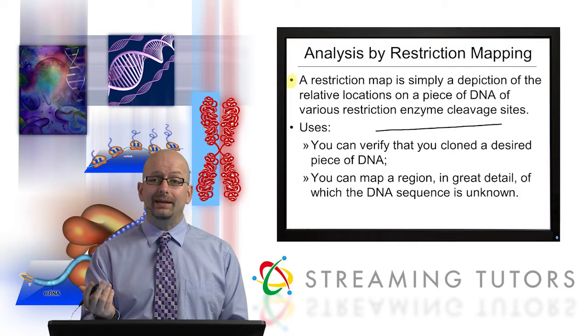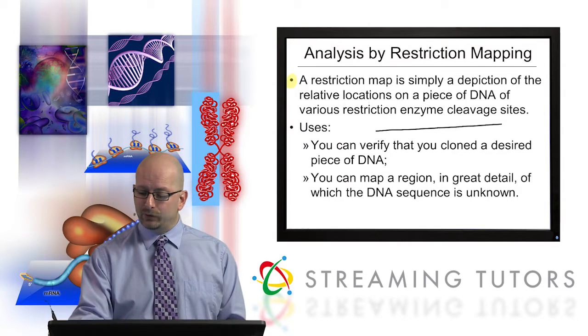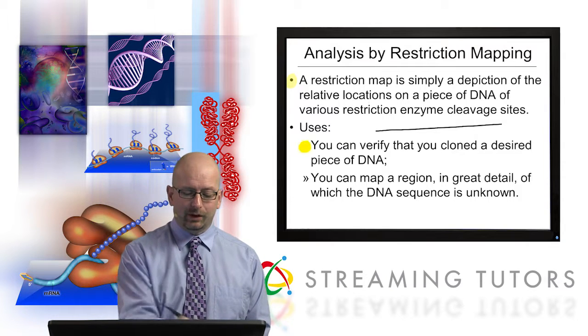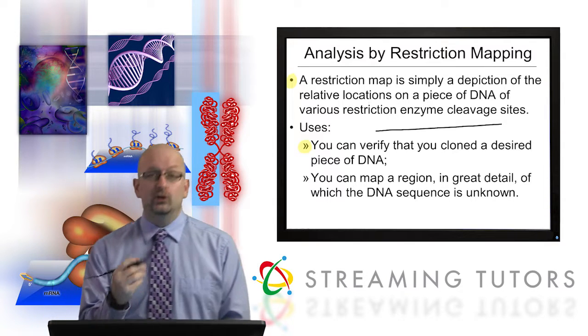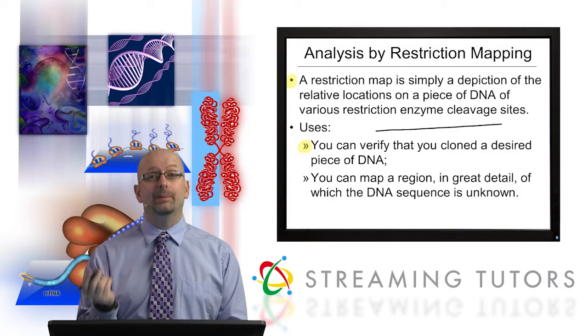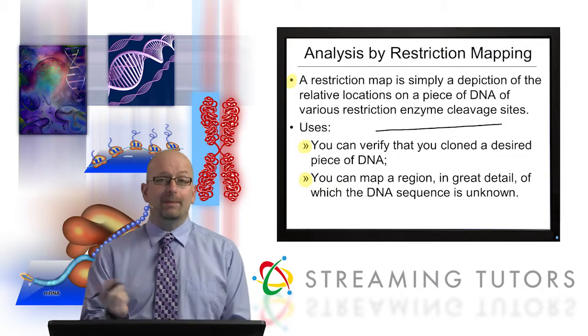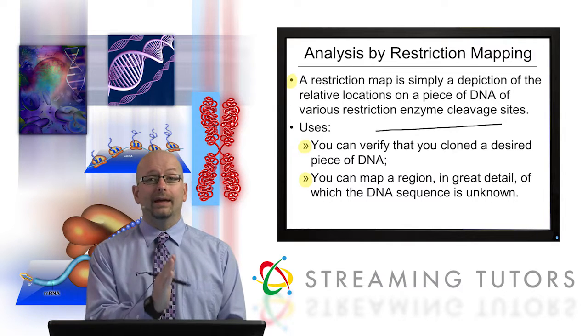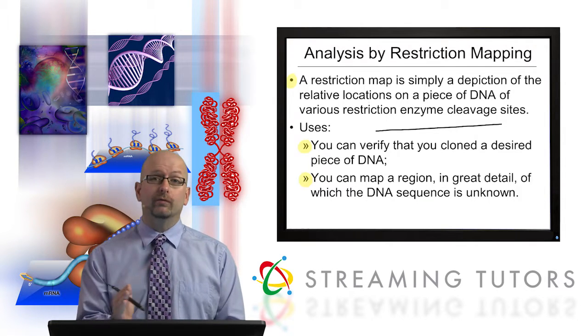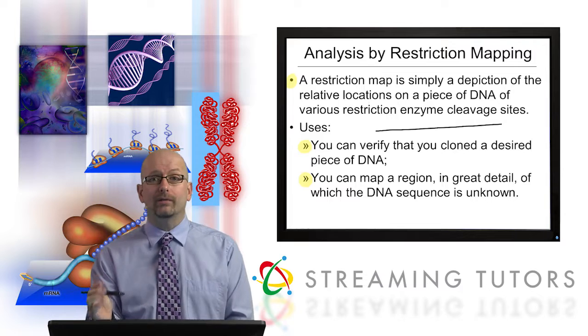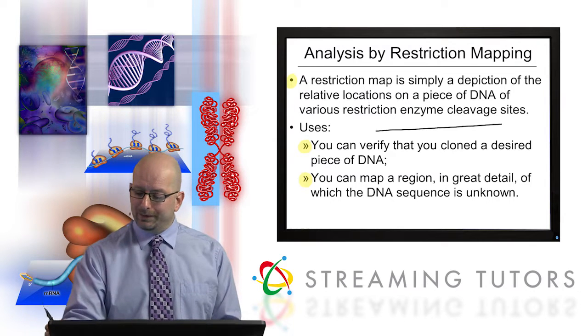So it's pretty easy to do. Why would you want to do it? Well, we didn't talk about this, we should have before. You can verify that you cloned the piece of DNA that you wanted to. Hold that thought for a minute. Or you could just map a region in great detail. If you don't really know the sequence, this is a good first step to sort of mapping out a part of the genome.